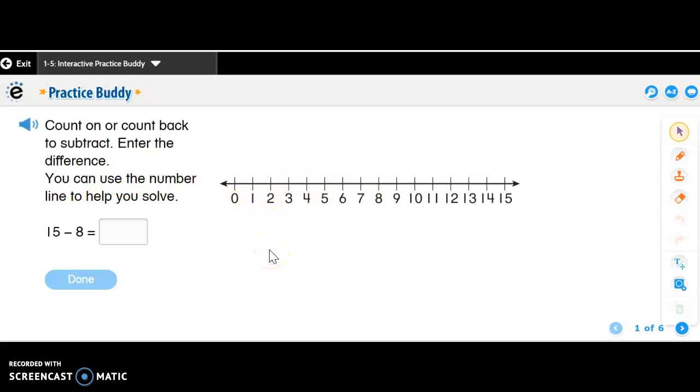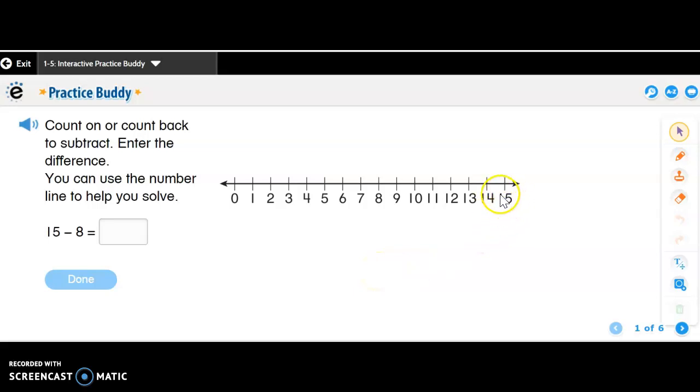So we get to choose. We can decide if we want to count back or if we want to count on. So let's look at our equation. 15 take away 8 is equal to blank. Well, you might know right away. If not, let's practice using the number line. I'm going to start at the biggest number and count back.